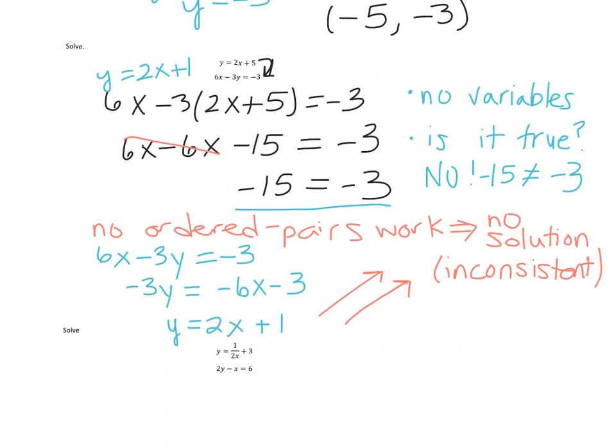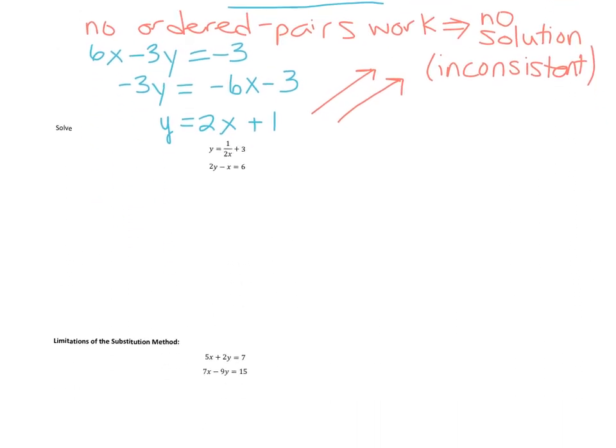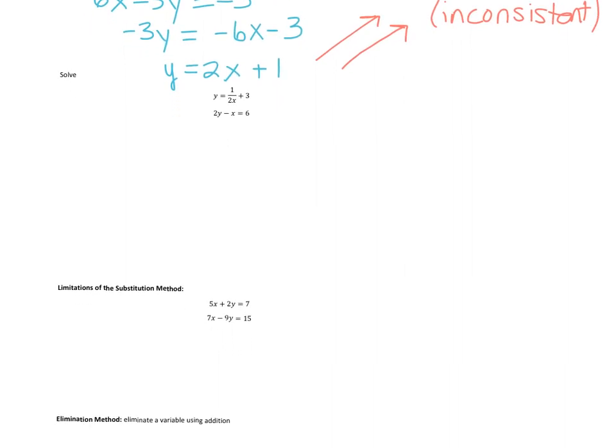Let's look at the next example. We're going to solve, again, using substitution. Y is already solved for. We can plug it directly into that second equation. So 2 times y, but y from the first equation. Whoops, that's a typo. The x is not in the denominator. Don't do that. It's 1/2 times x plus 3. So 2y minus x equals 6.